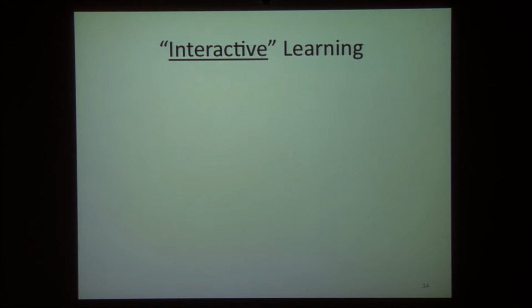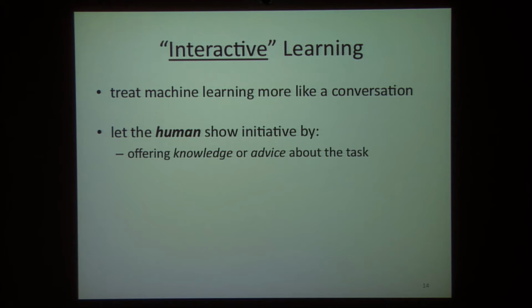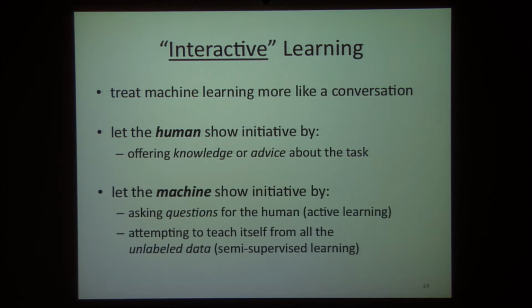So this is a slightly different paradigm called interactive learning, and the idea is to treat the machine learning loop more like a conversation. So let the human show some initiative in the task by offering or volunteering some knowledge or advice that we already have about the problem. And then also let the machine show some initiative by asking questions, so this is active learning, but also trying to teach itself by combining what we've told it with the vast amounts of unlabeled data, so this is semi-supervised learning. And so this interactive learning paradigm that I'm proposing is sort of a combination of all three of these in one system.